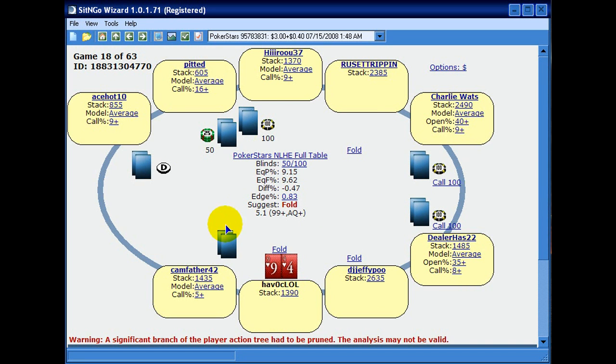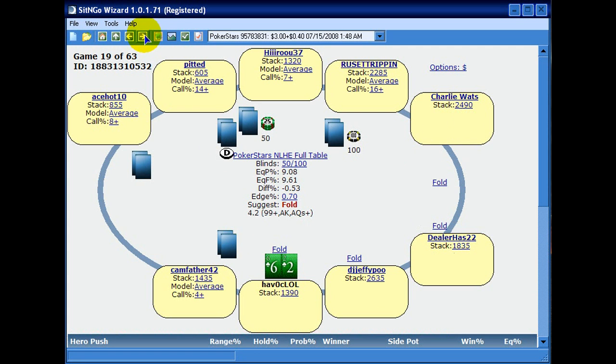And this is a similar spot. We have a call, and we have 9-4 suited. Okay, 6-2 suited, same idea. It's left to us.